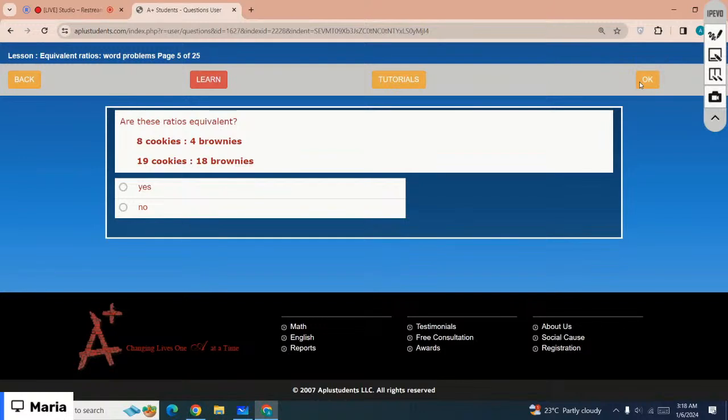Are these ratios equivalent? 4 cookies to 4 brownies and 8 cookies to 4 brownies and 19 to 18. So which is the correct option? The correct option is no, they are not equivalent. Got it? Very good.